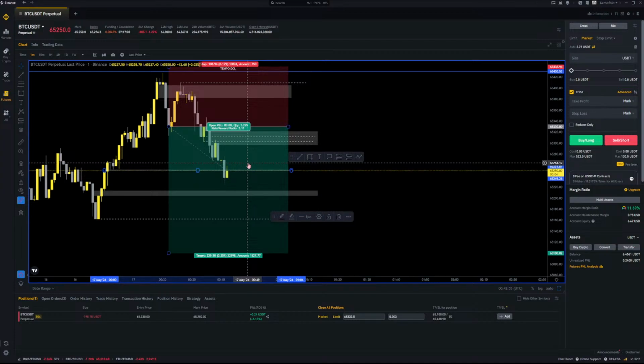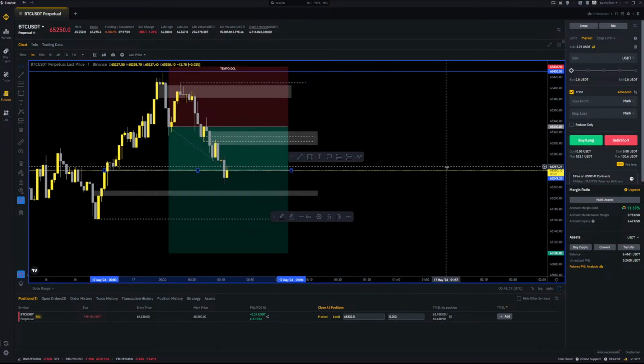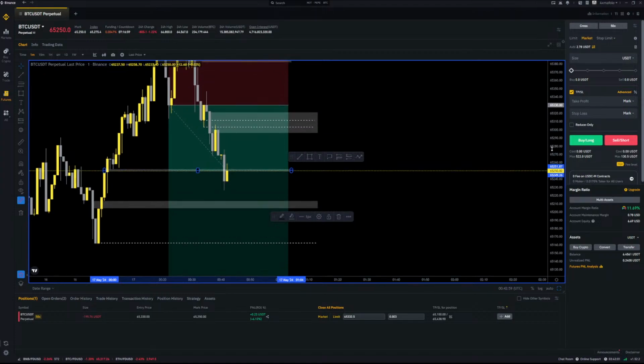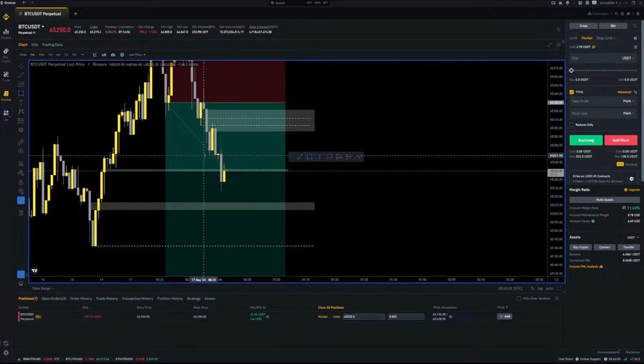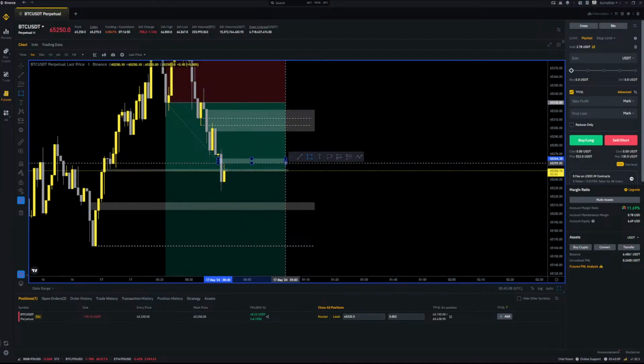Bad sign. Trust me. I don't trust that though. It's kind of a bad sign like here. This will be great toward the price. But price will reach onto this imbalance like here.